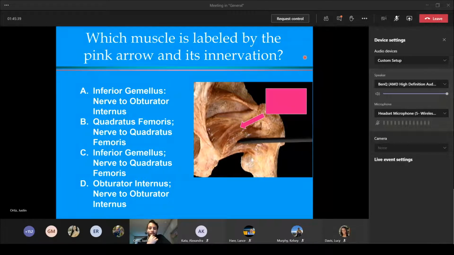I want to give you guys the hardest ones, or pretty hard questions in regards to identifying, so we can talk about it a lot more during the lecture and clear it up for you all. So is it going to be inferior gemellus? Is it going to be A, B, C, or D? Feel free to read that. But if you remember the order, from superior to inferior, this should help you understand what the innervation is and which muscle that is.